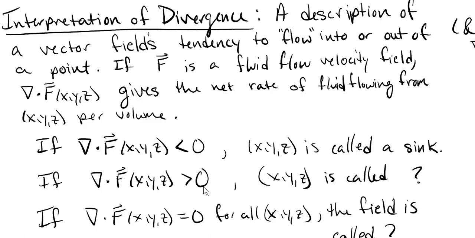If the divergence is positive, it means we are diverging away. It's not the negative of that, it's the positive of that. We are diverging, so we are leaving the point. In that case, we call this not a sink, but a source.